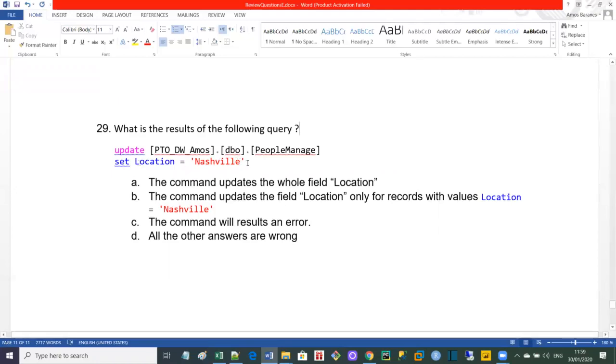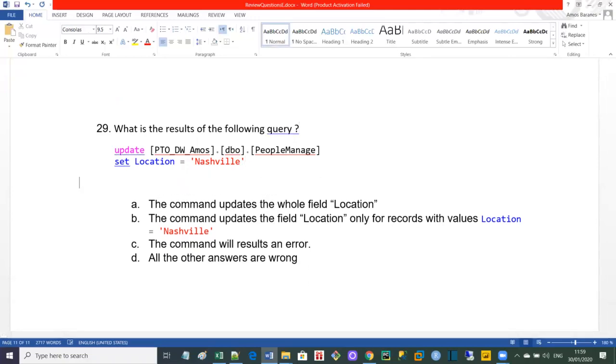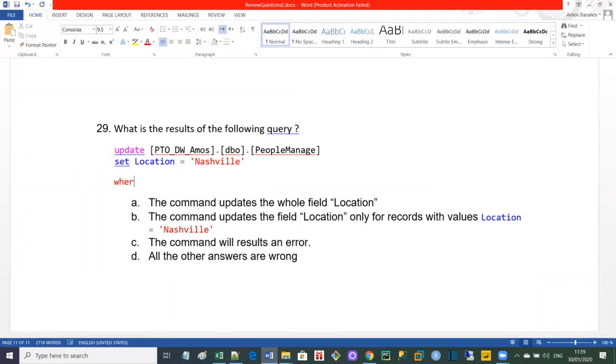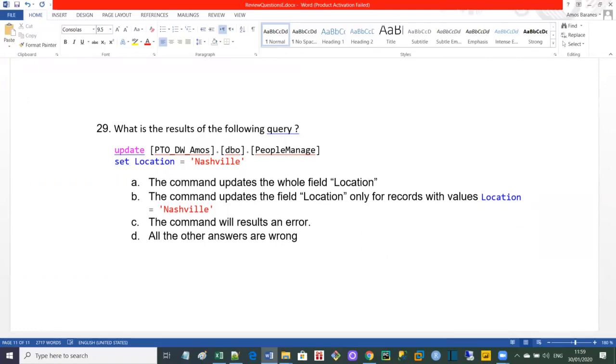If I wanted to filter by specific criteria, I should include here the where command, and give here the criteria on which the records should be applied. Since we don't have that here, there is no condition on which records to apply this setting. Therefore, the command will update the whole field location, meaning the whole column. So all the rows will be affected.